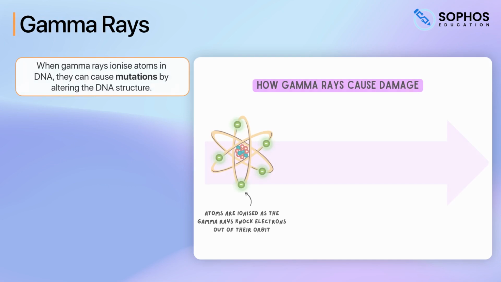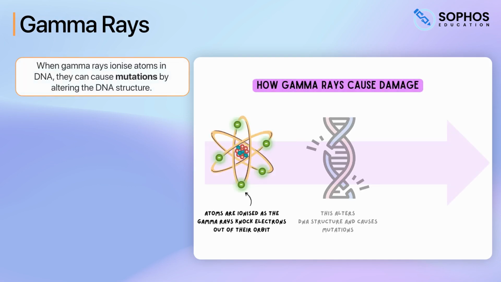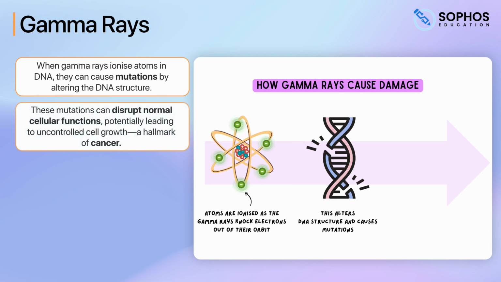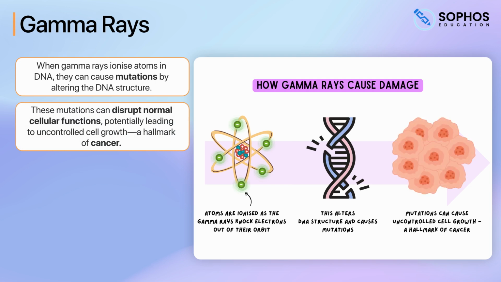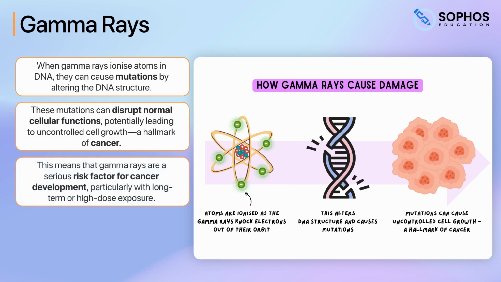When gamma rays ionize atoms in DNA, they can cause mutations by altering the DNA structure. These mutations can disrupt normal cellular functions, potentially leading to uncontrolled cell growth, which is a hallmark of cancer. This means that gamma rays are a serious risk factor for cancer development, particularly with long-term or high-dose exposure.